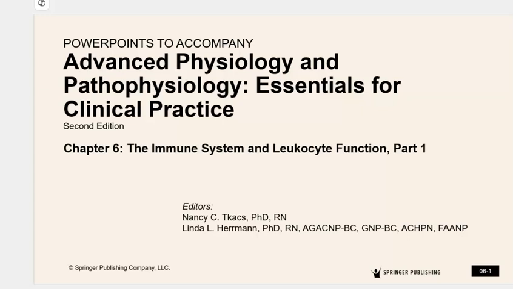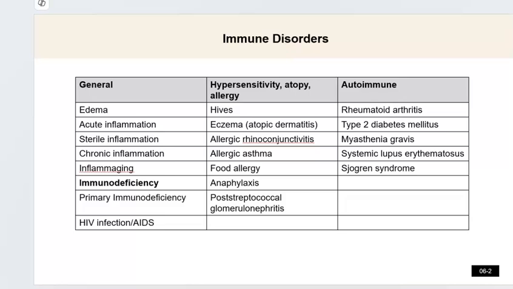So the first concepts that they want us to review here are some of these terms. Anything can cause edema, anything can cause inflammation. These are general terms. When we talk about hypersensitivity and atopy and allergies, think of things like hives, eczema, allergic rhinitis. Then autoimmune diseases are things like type 2 diabetes, rheumatoid arthritis, etc.